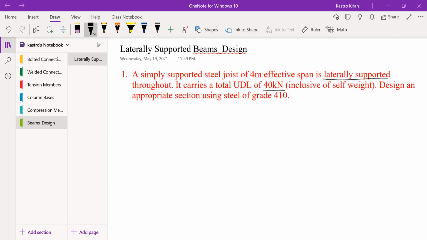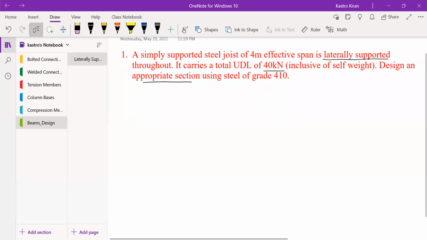And here you have to design an appropriate section. When we discussed in the last class, the appropriate sections for beams are I sections. This is what we have discussed. So the appropriate sections for the beams are I sections. Don't go for the selection of any other sections except I. Okay, so this is the simple data that is provided in the question. So let's write the given data initially.